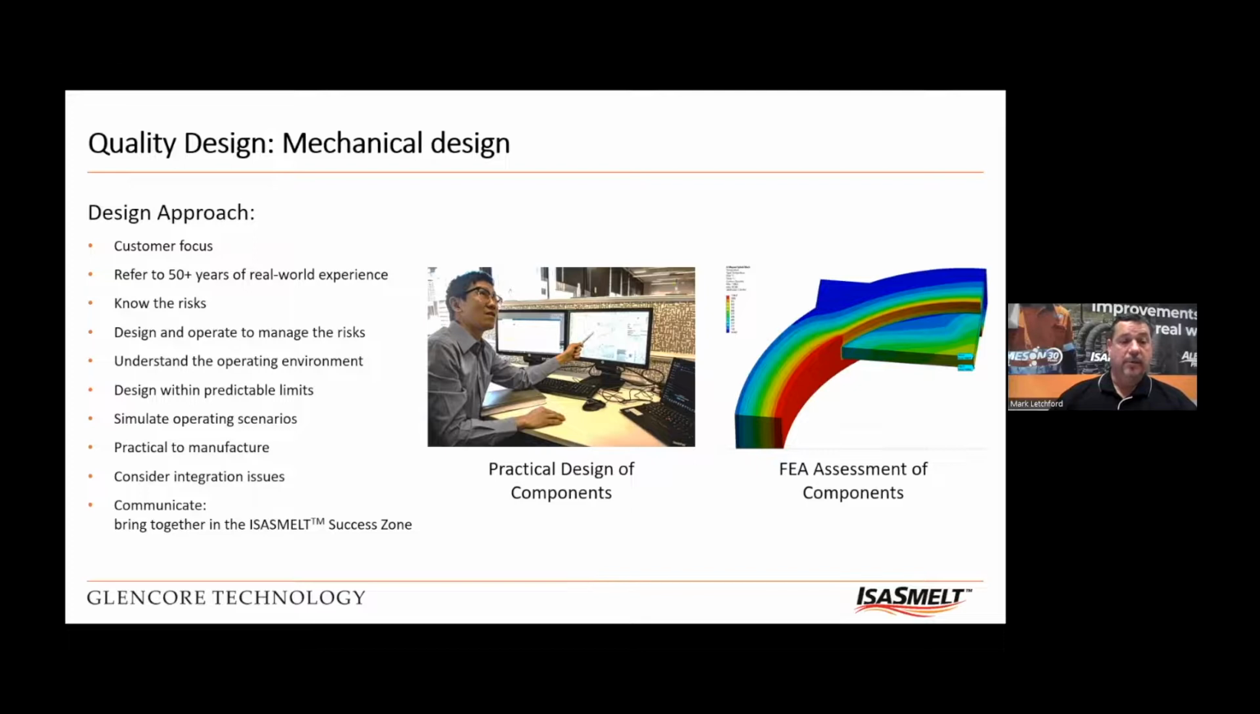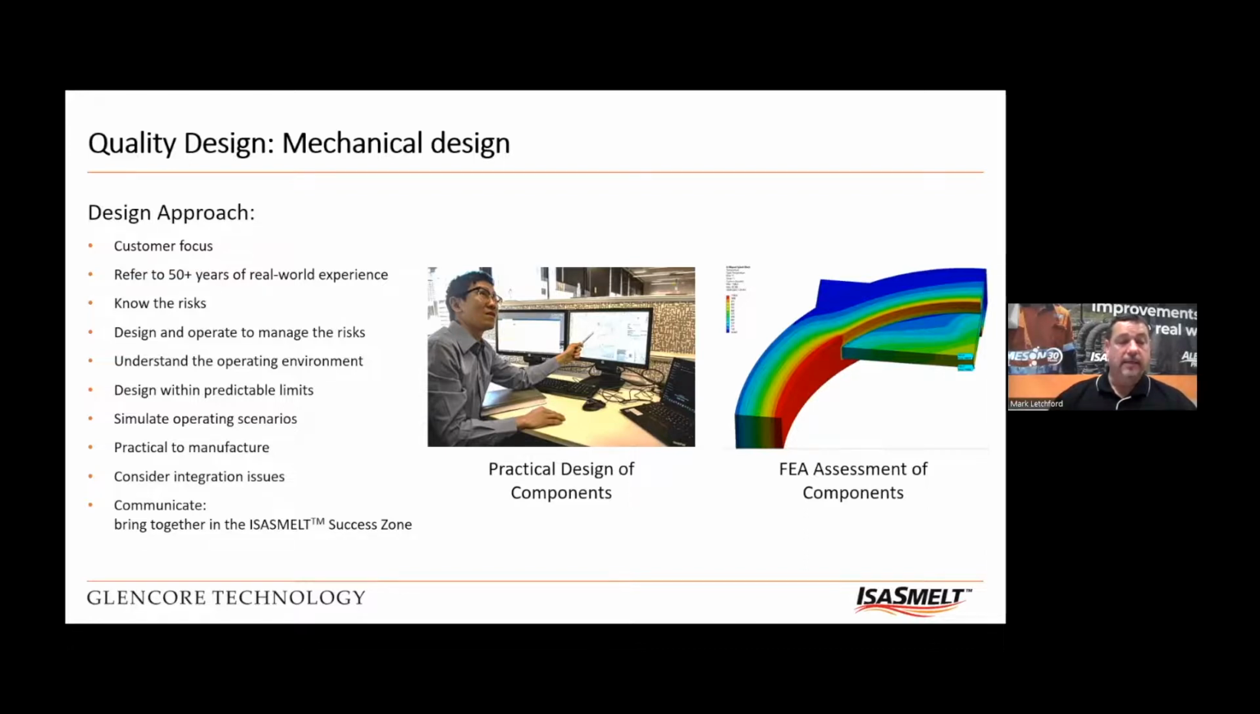And it's important that design and operation go hand in hand there, because they need to work together to get that very best result. And they're both aiming for those solutions that work. We need to understand the operating environment. We need to design within predictable limits. We need to simulate operating scenarios, such as you see in the FEA there at the right-hand side.